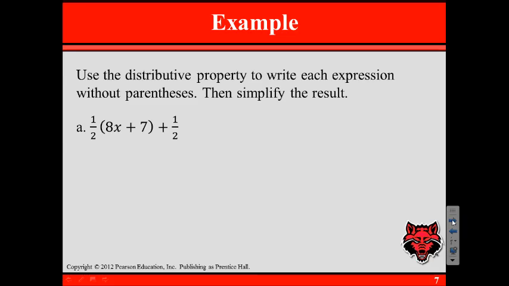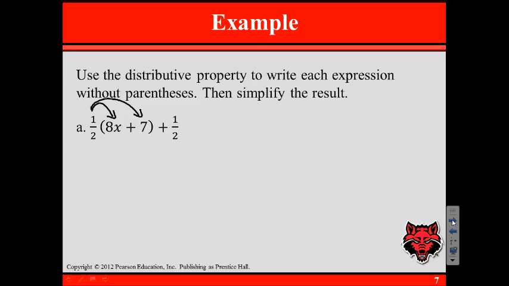Let's try another example. Let's use the distributive property to write each expression without parentheses and simplify the result. So the number that is being multiplied into the set of parentheses is 1/2. I'm going to draw arrows from 1/2 to each term inside parentheses. Now notice that 1/2 does not multiply to the 1/2 at the end of the expression. That is because the parentheses end. Wherever the parentheses end, our multiplication ends as well.